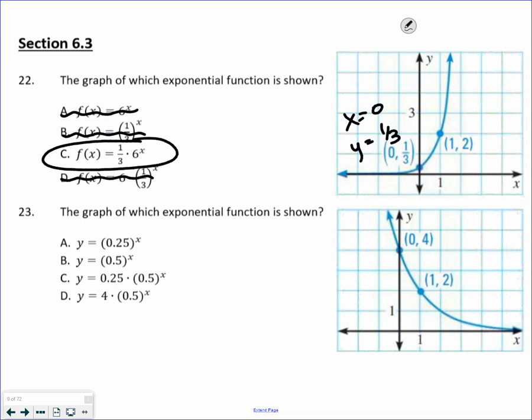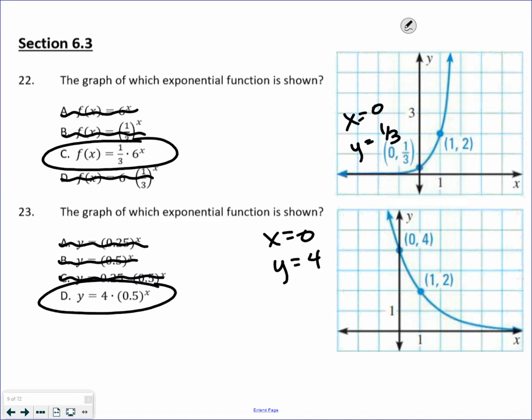Now let's say that worked in multiple problems, then I would go to the ones that did work and put 1 in for x and see if you get 2 for y. So here's the next one. I'm going to put 0 in for each of these x's, and I'm looking for 4. So if I put 0 in for x, I need y to equal 4. So the top one, 0 for x, I get 1. 0 for x, I get 1. The next one, 0 for x, you get 0.25. And 0 for x, you get 4.